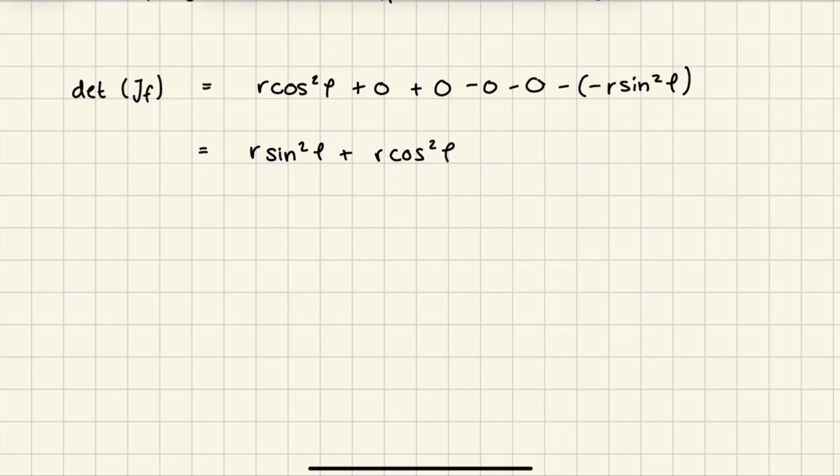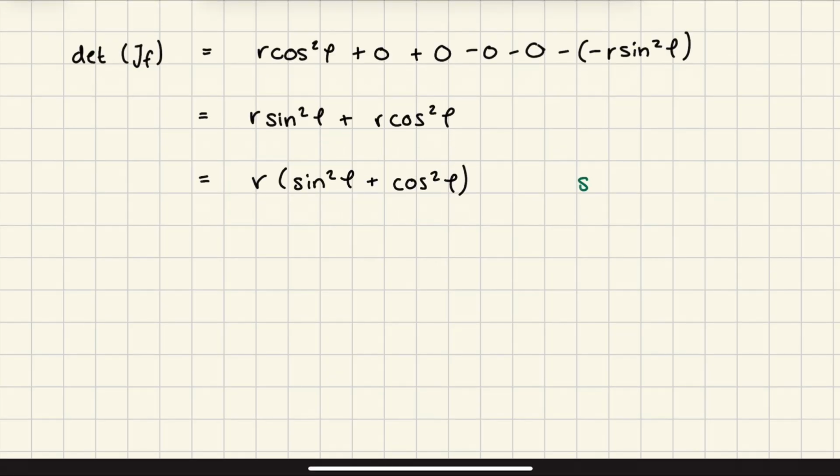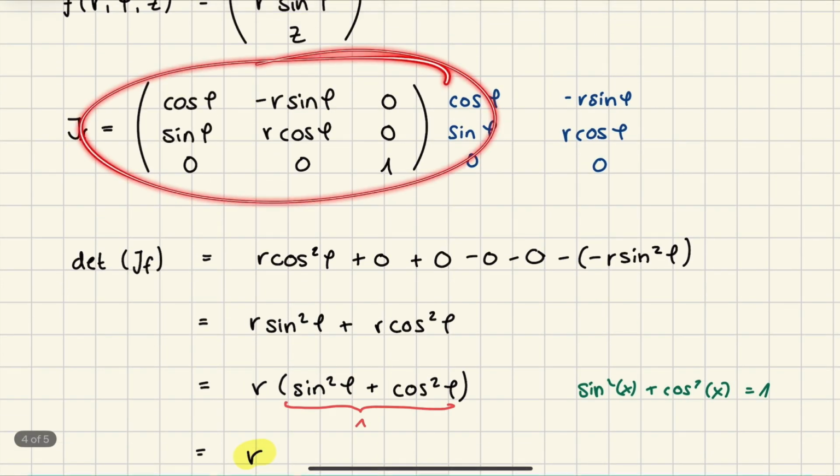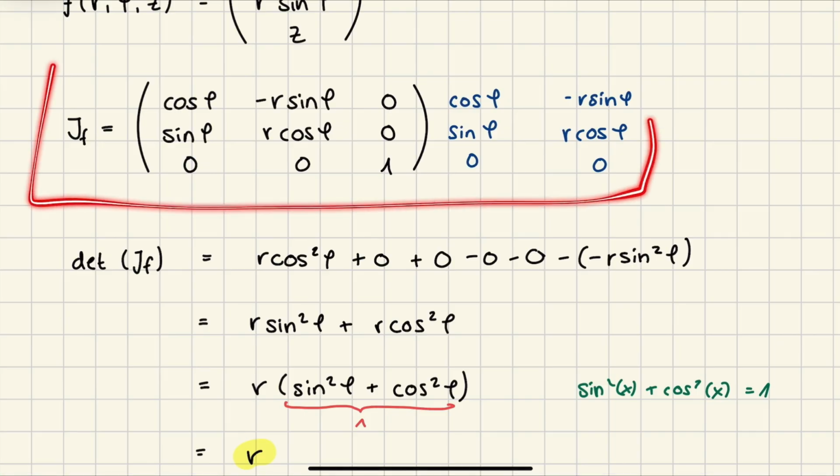And now, since we have a common factor of r in both of those, we can factor out the r, leaving us with sine squared phi plus cosine squared phi in the brackets. And now we can use the trigonometric identity that sine squared of x plus cosine squared of x is 1, which helps us to completely eliminate this term, leaving us with just r. So r is the determinant of this matrix, of the Jacobian matrix for our transformation.